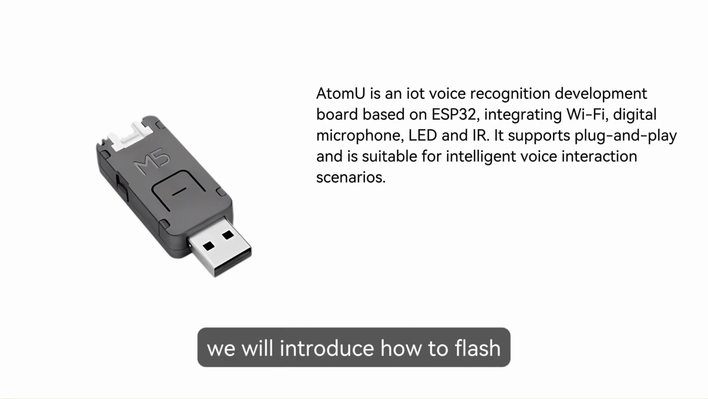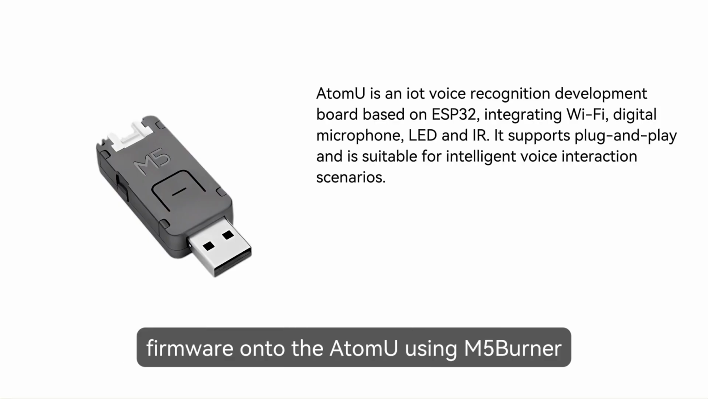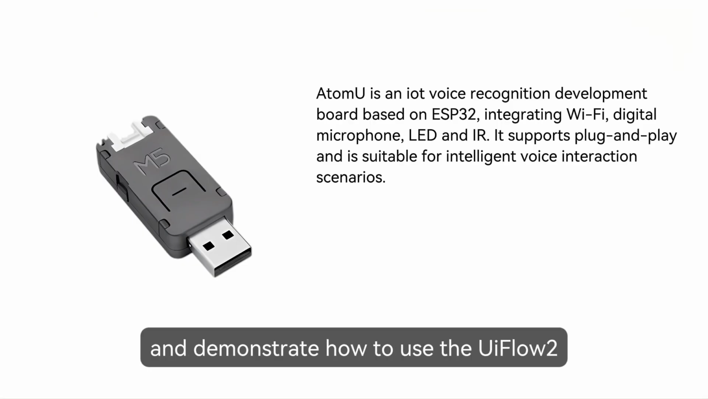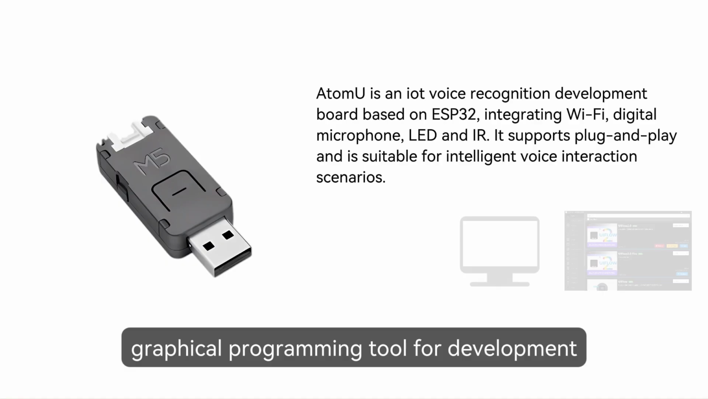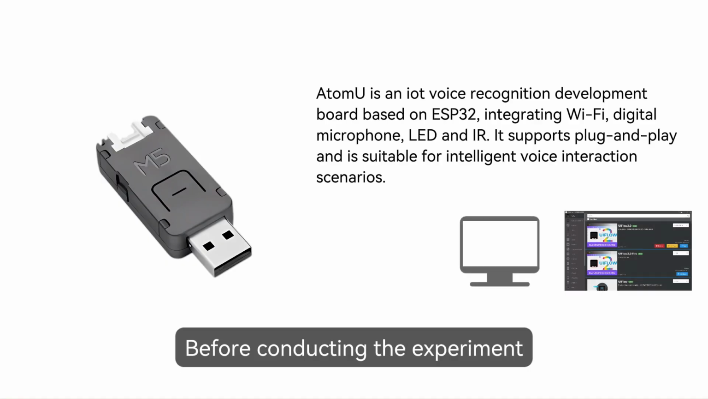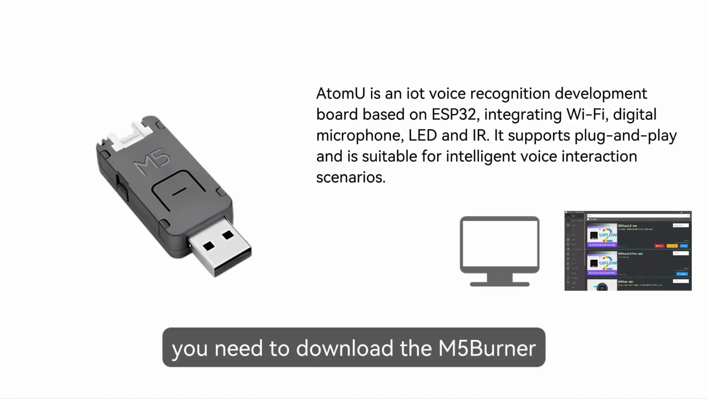Today, we will introduce how to flash firmware onto the AtomU using M5 burner and demonstrate how to use the UIFlow 2 graphical programming tool for development. Before conducting the experiment, you need to download the M5 burner desktop application to your computer.